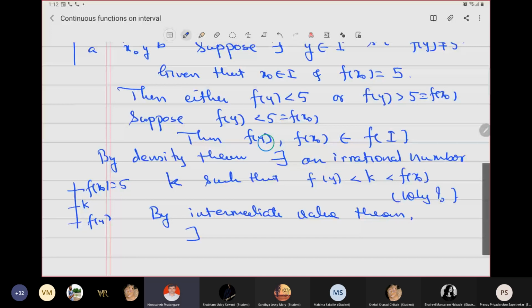There is no element in I at which the value of f is different from 5. That's correct. And so what is the conclusion of this? f of x is equal to 5 for every x in I. And what is the conclusion? f is a constant.